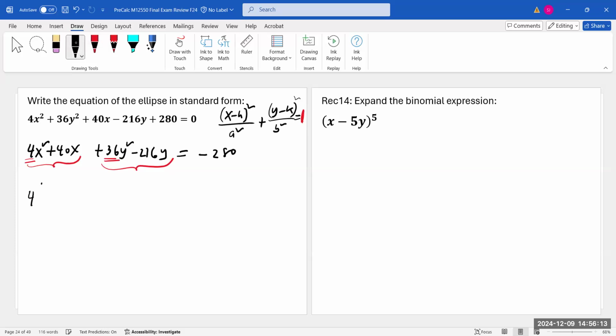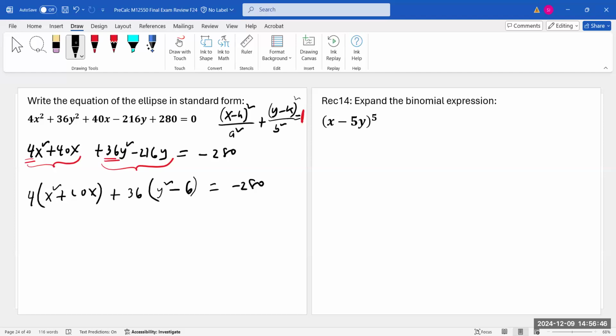So 4 times (x squared plus 10x) plus 36 times (y squared minus 6y) equals negative 280, right? 6 times 6 is 36, and 6 times 3 is 18.